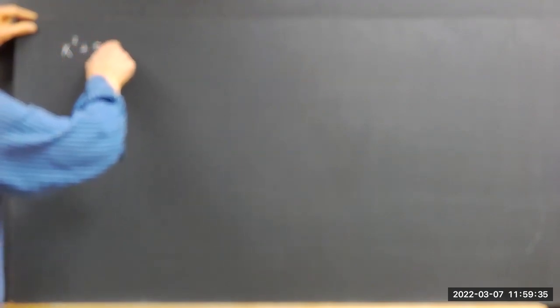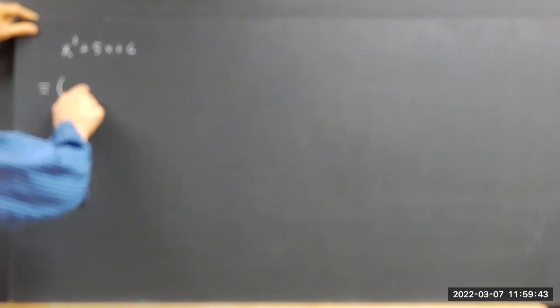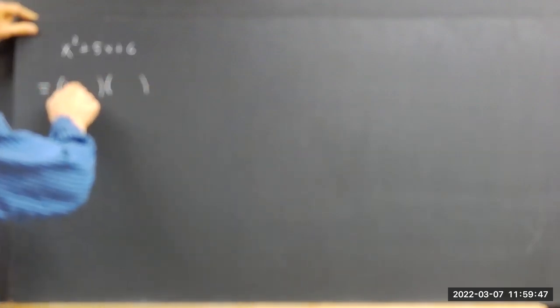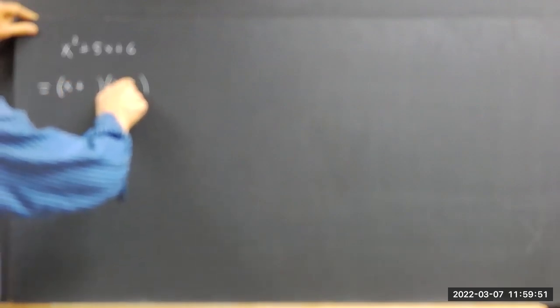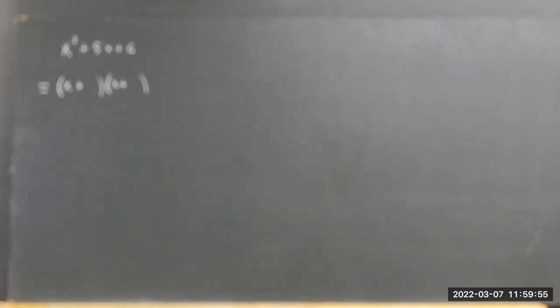Okay, so let's say we have x squared plus 5x plus 6. And we want to see if this is equal to a product of binomials: x plus some number times x plus some number. Well, I'm going to tell you what the numbers are.